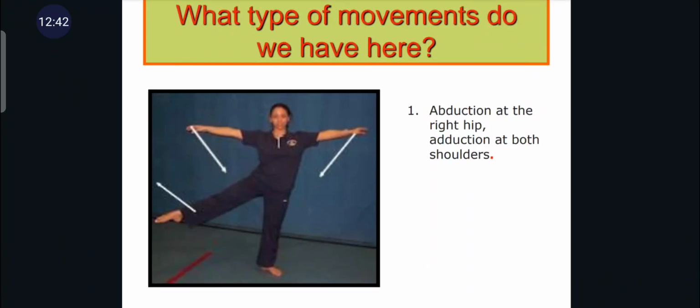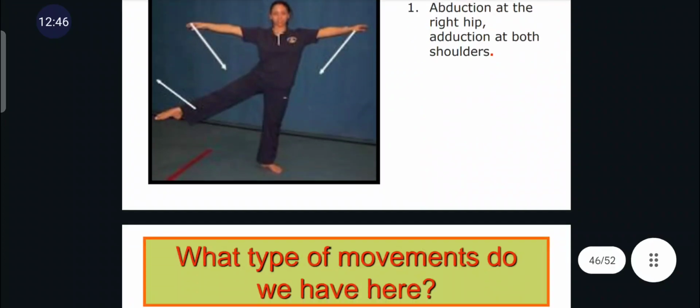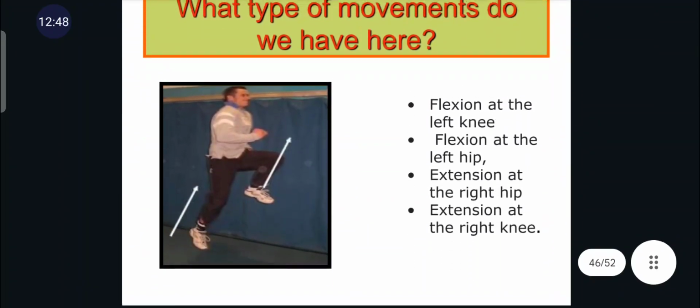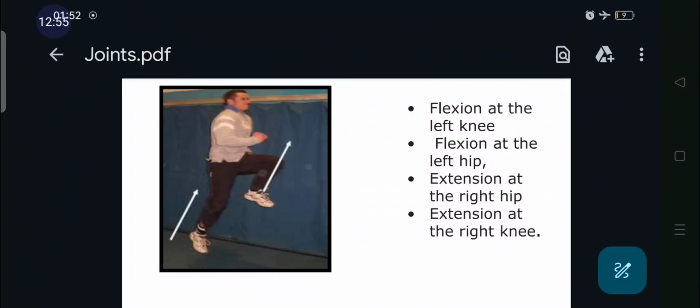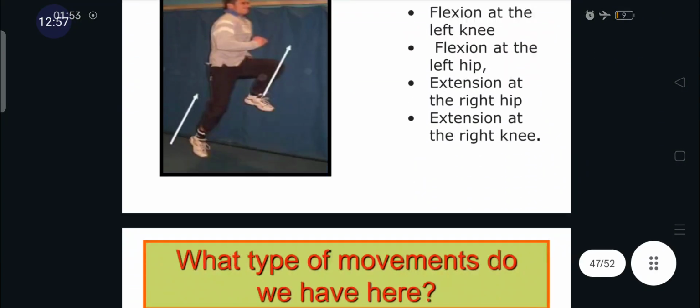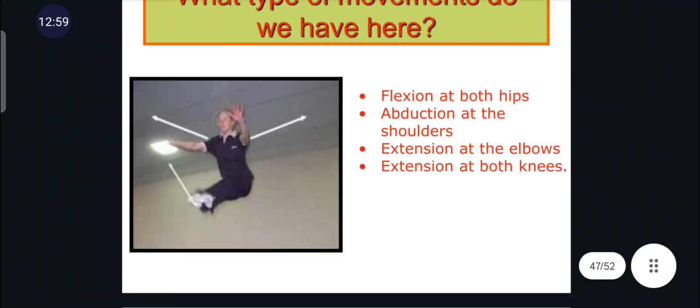So in this picture we can see abduction at the right hip and adduction at both shoulders. In this picture we can see flexion at the left knee and flexion at the left hip, extension at the right hip and extension at the right knee. Here in this picture we can see flexion at both hips, abduction in the shoulders, extension of the elbows, extension of both knees.